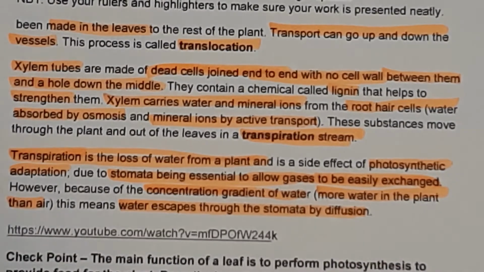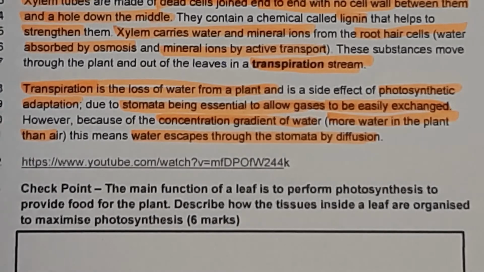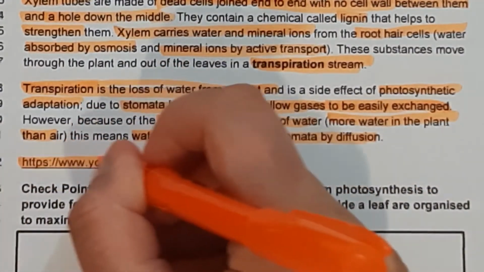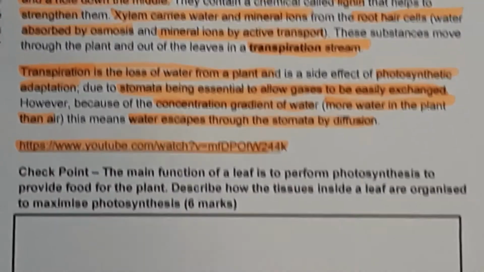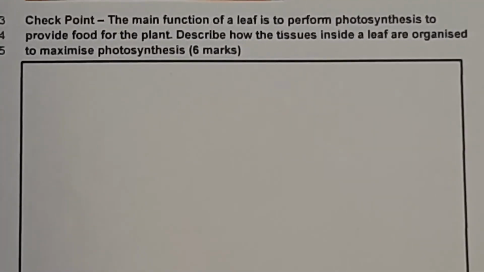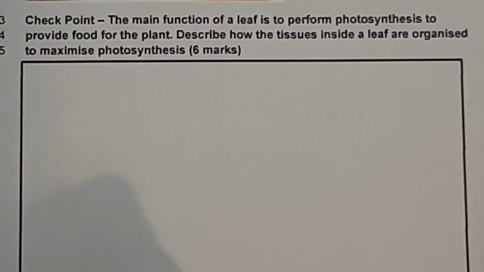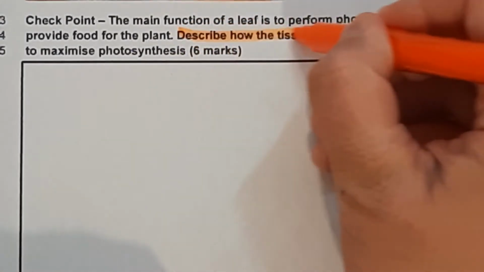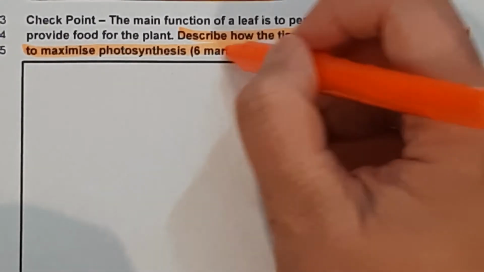Now that's a lot of information. The best way to explain all this is this video here on YouTube. I want you to watch that, pause the video, and then have a go at the checkpoint question: the main function of a leaf is to perform photosynthesis to provide food for the plant. Describe how the tissues inside a leaf are organised to maximise photosynthesis.